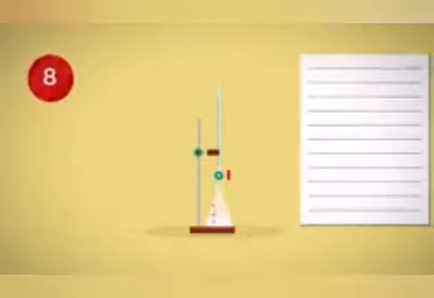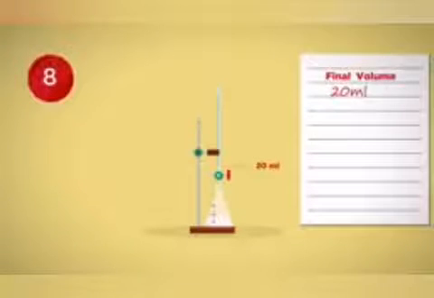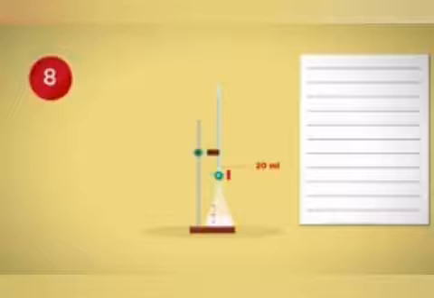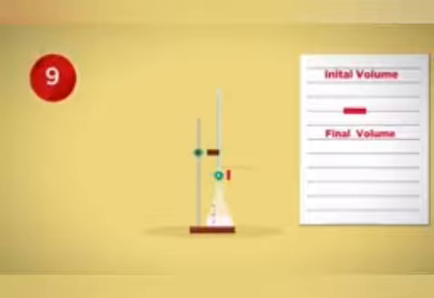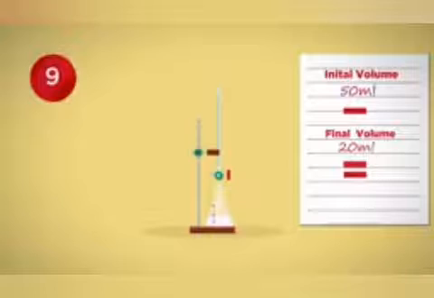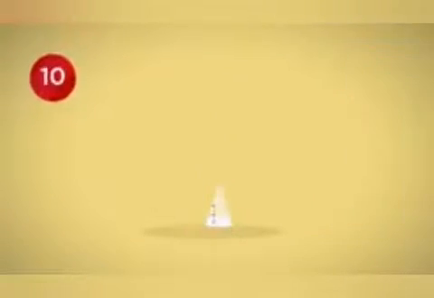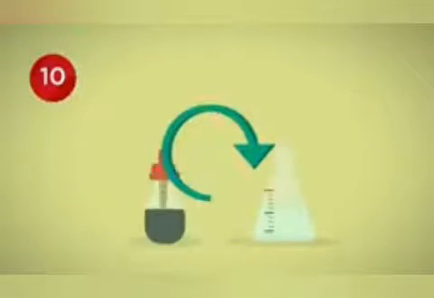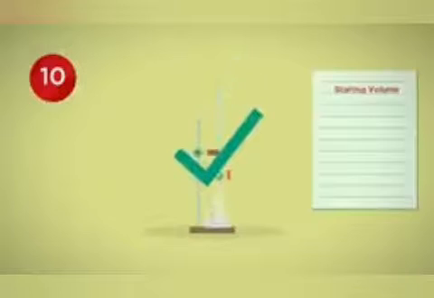8. Record the final volume. 9. Subtract the initial reading from the final volume. This gives you the volume of the solution added. This volume is called the titer. 10. For an accurate experiment, you should repeat this experiment a few times until you get consistent values for the titer.